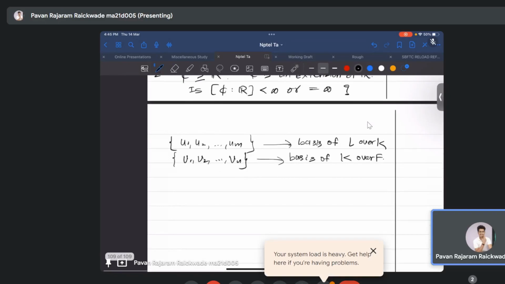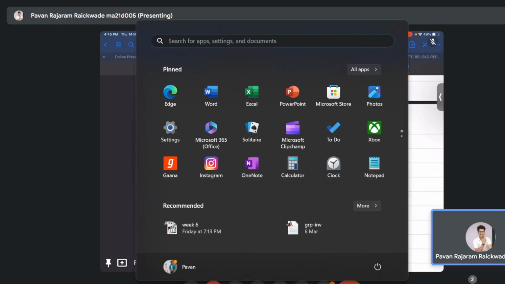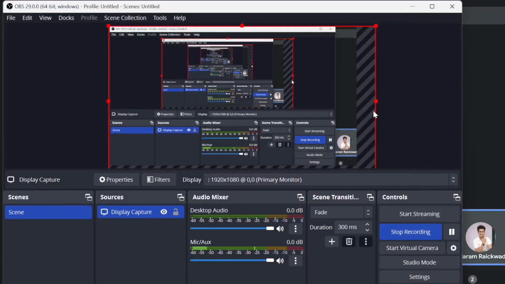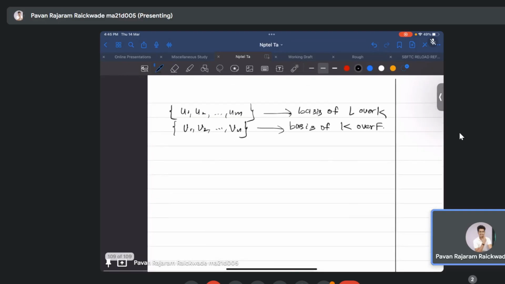Now, then there is some system problem. Let me see. I hope it should be fine. Yeah. So these are the bases respect to L, K and K over F.